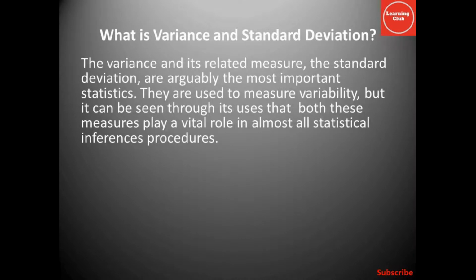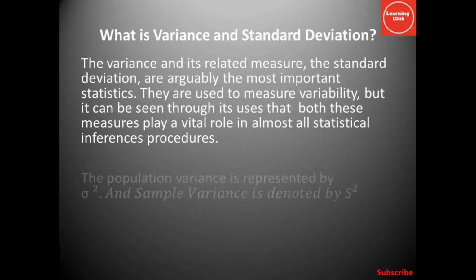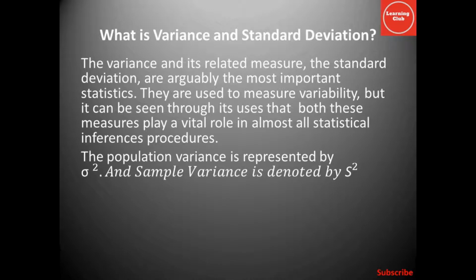The variance and its related measure, the standard deviation, are arguably the most important statistics. They are used to measure variability, and it can be seen through their uses that both these measures play a vital role in almost all statistical inference procedures. In simple words, variance and standard deviation is the value which discusses the measure of variability of the data. The population variance is represented by sigma square and the sample variance is denoted by S square.